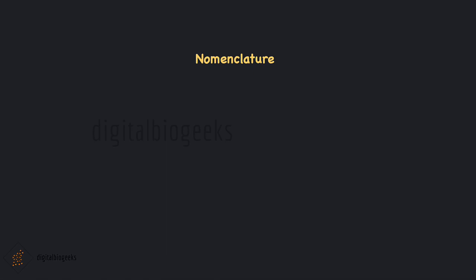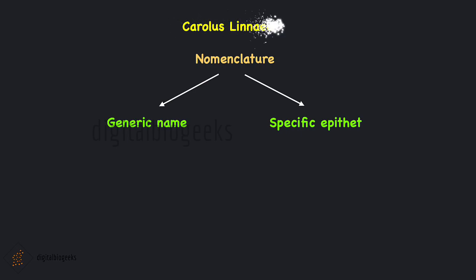This nomenclature has two components. First, the generic name followed by the specific epithet or the particular species. This two-component nomenclature was given by Carolus Linnaeus and is known as binomial nomenclature. There are two names, first the generic name and then the specific epithet. That is why it is called binomial nomenclature.